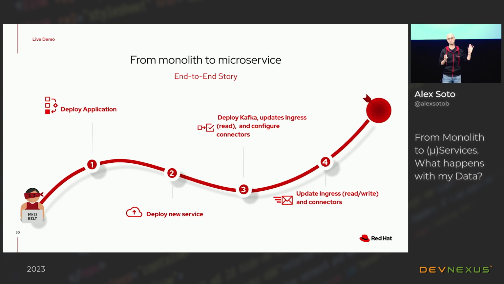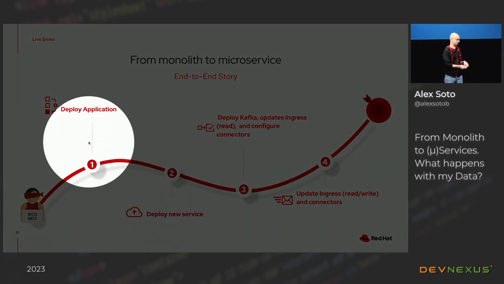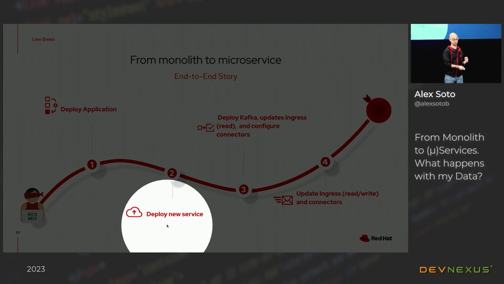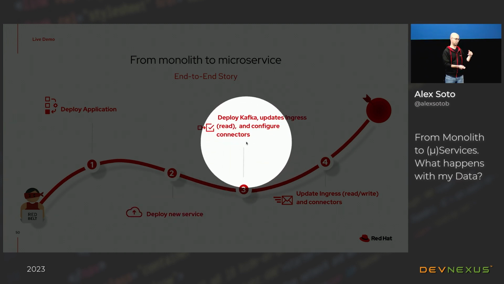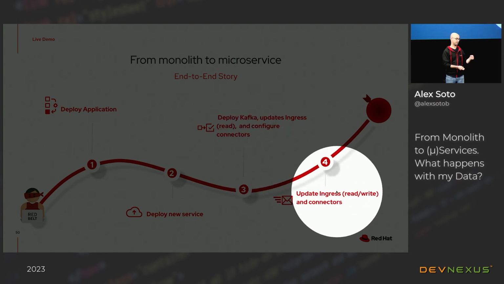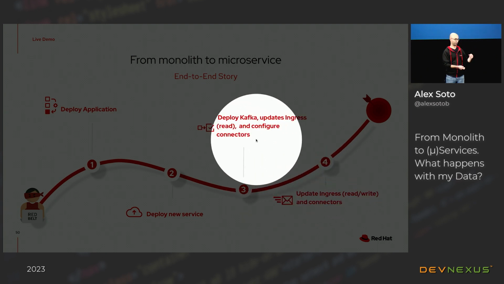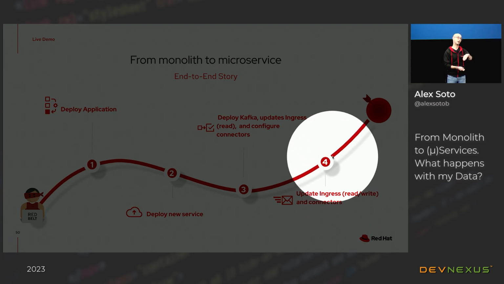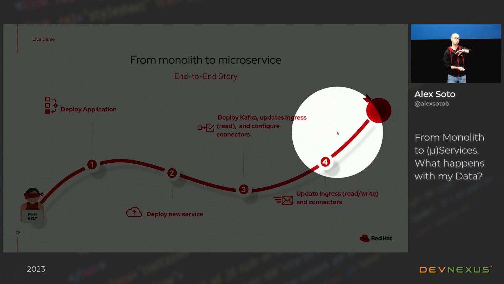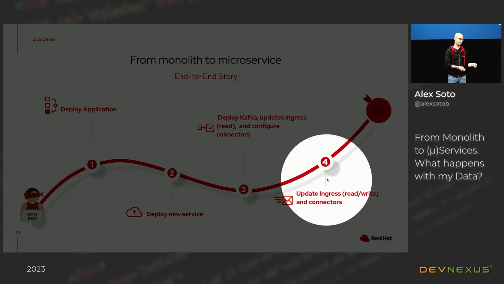So basically, we're going to see this. There are some steps that I've already done: deploy the monolith application, then deploy the new service, the owners, then deploy Kafka, update the ingress, configure the connectors, and just for reads, as I said here. Then update the ingress for the write and do the reverse. So just updating MongoDB also updates the MySQL database.